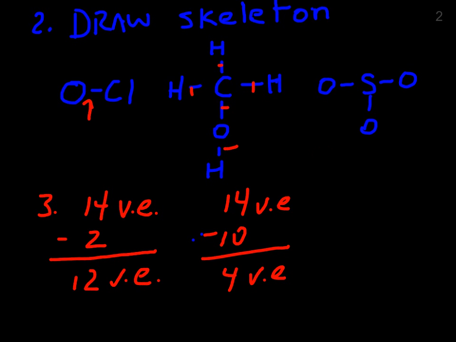Now, my last one, I had 26 valence electrons. And here I have 1, 2, 3 bonds. 3 times 2 is 6. So I subtract 6 from it, so I have 20 left over. Alright? Now, those are the electrons that I'm going to place around all the atoms to ensure that each atom gets 8 electrons around it.